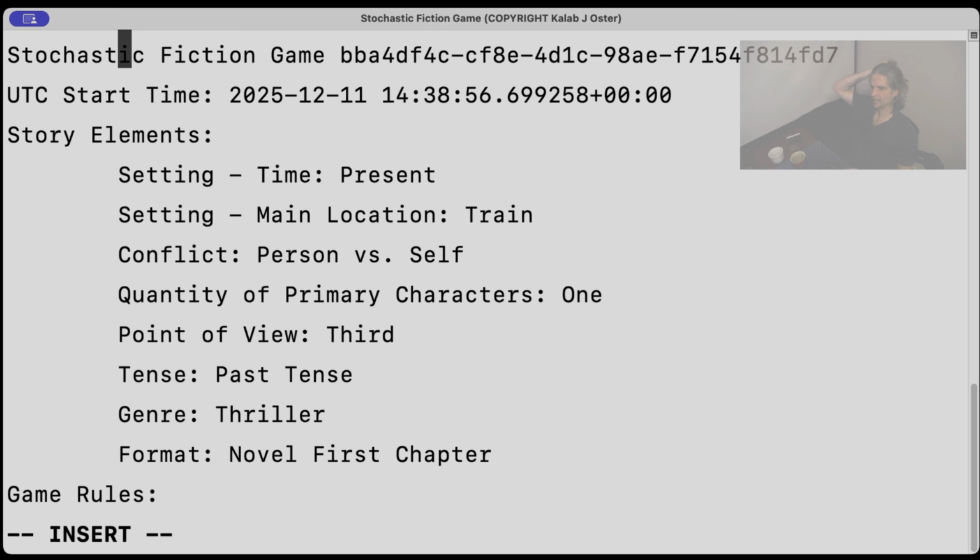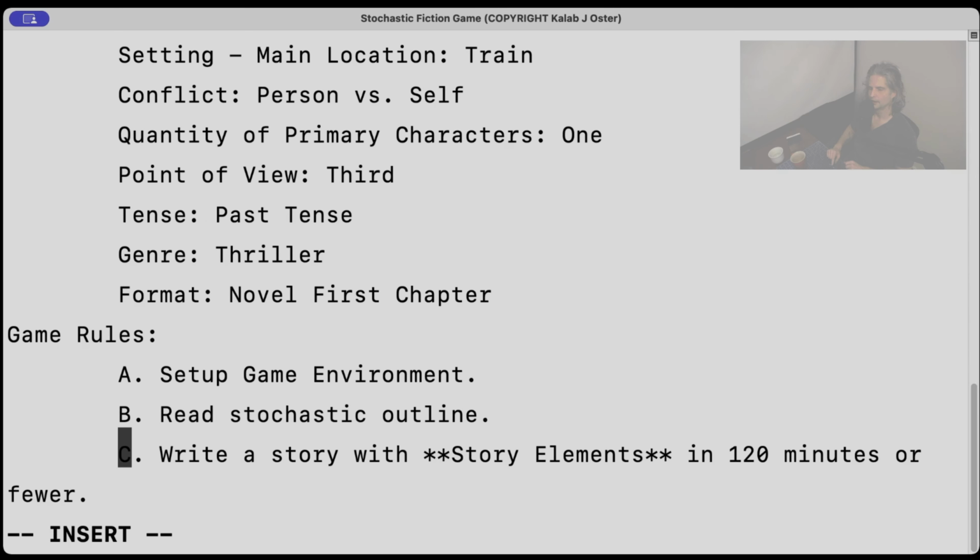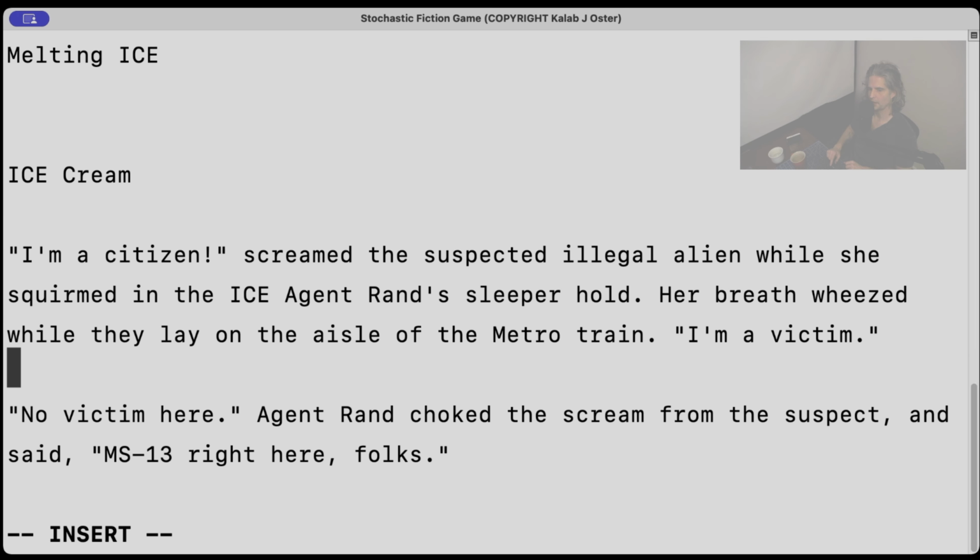This stochastic fiction game outline. Let's read this aloud and let's rate it at the end. For today's stochastic fiction game story with these story elements: setting time present, setting main location train, conflict person versus self, quantity of primary characters 1, point of view 3rd, tense past tense, genre thriller, format novel 1st chapter. The book name would be called Melting Ice. The chapter name would be called Ice Cream.